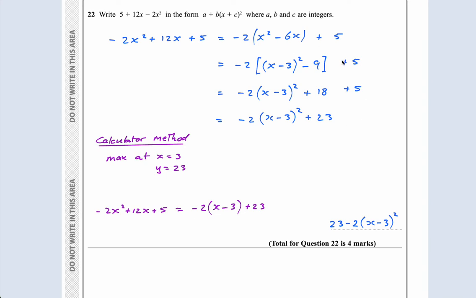So I would recommend doing it this way if you can, but if you absolutely can't do this, just write this down. Will they give you the full 4 marks for it? Debatable. I would actually guess probably yes, so definitely better off to put it down than nothing. But if you're able to do this, obviously do that as well. Okay, that's question 22.